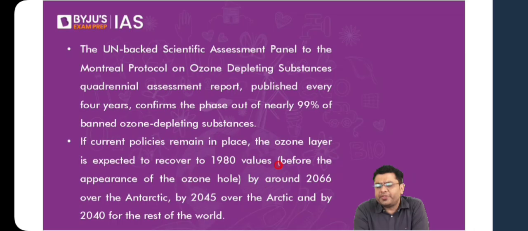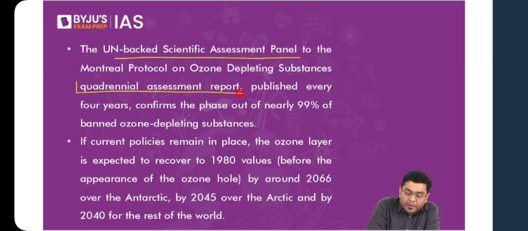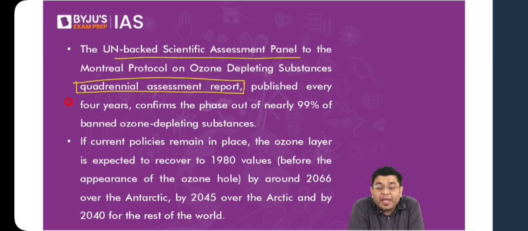So this assessment study is carried out by a UN-backed scientific assessment panel to the Montreal Protocol on ozone depleting substances, and this carries out a quadrennial assessment report. Quadrennial means carried out every 4 years. That is a quadrennial assessment report, right? So it confirms the phase out of nearly 99% of the ODS.